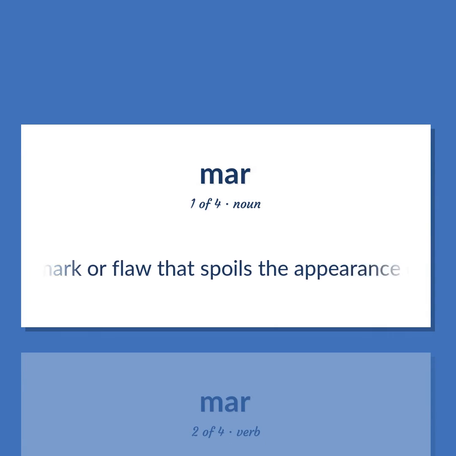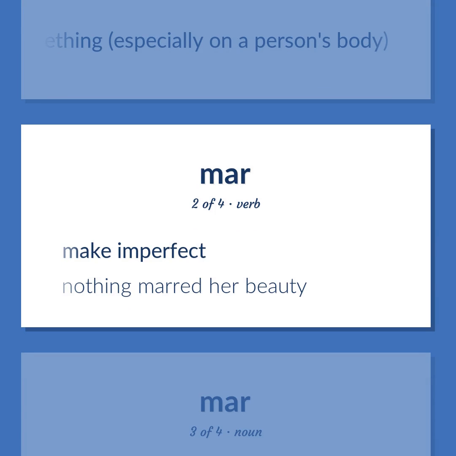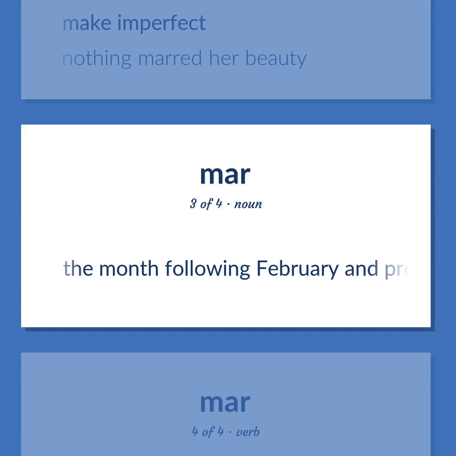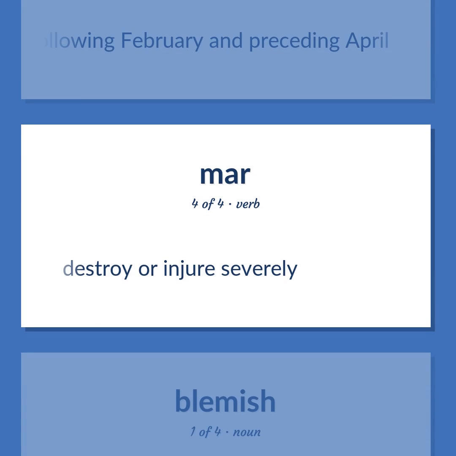A mark or flaw that spoils the appearance of something, especially on a person's body. Make imperfect. Nothing marred her beauty. The month following February and preceding April. Destroy or injure severely.